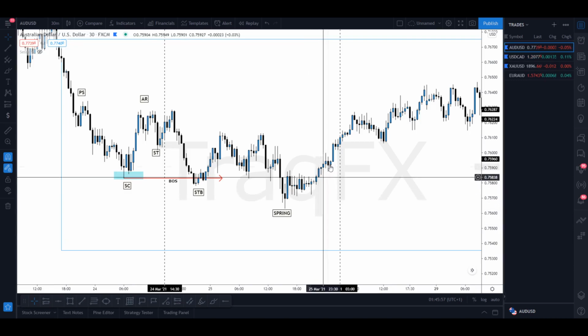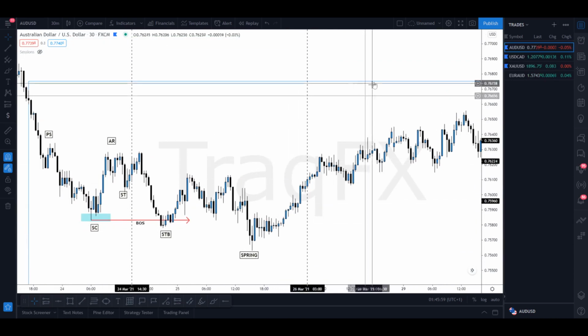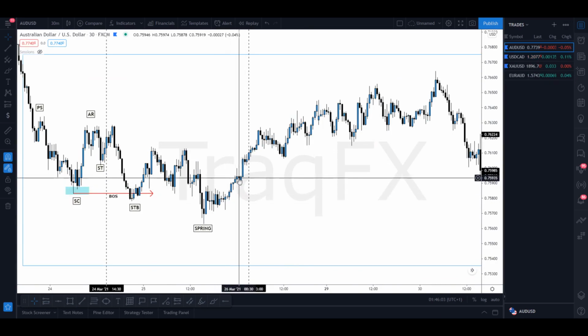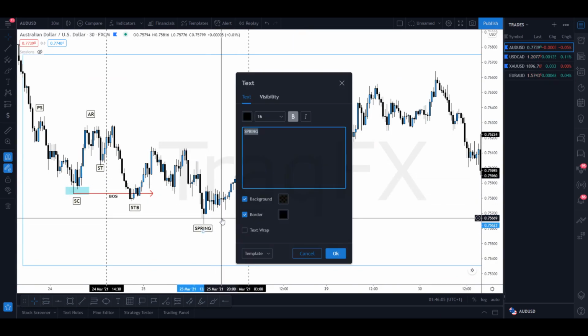The market didn't have much momentum. It didn't shoot up really quickly. It took its time. There's more wick than candle, no momentum at all. So clearly this was not the spring. This was generally just another STB.